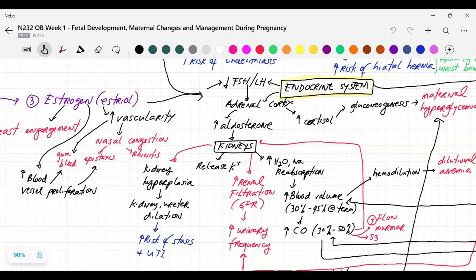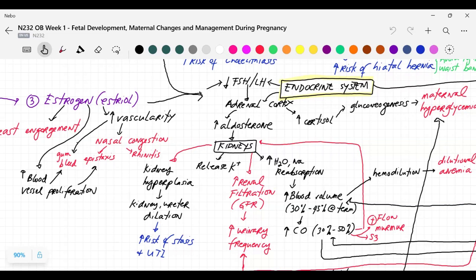Aldosterone is a mineralocorticoid. So this is a steroid. Okay, this is an endogenous steroid. And then cortisol is a glucocorticoid. Right, so they both come from the adrenal cortex. So what does an increase in aldosterone do?